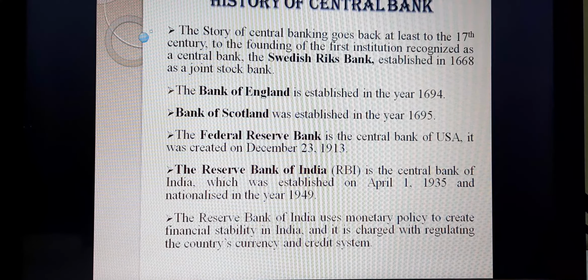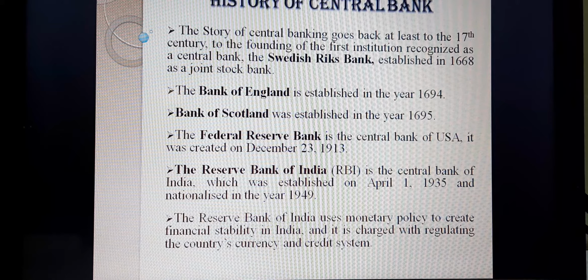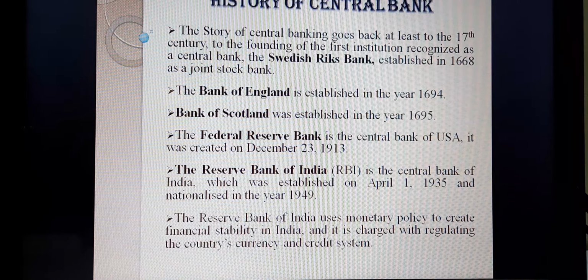When we discuss the central bank, the main work of the central bank is to control the money flow in the economy. The banking system started in the world in the 17th century. The first institution known as a central bank was the Swedish central bank, the Riksbank of Sweden, established in 1668, and it was a joint stock bank. After that, lots of banks were established. The Central Bank of England was established in 1694, and the Bank of Scotland in 1695.